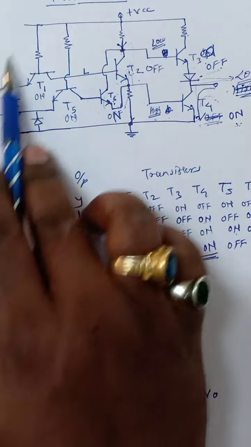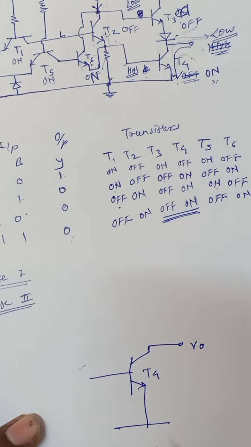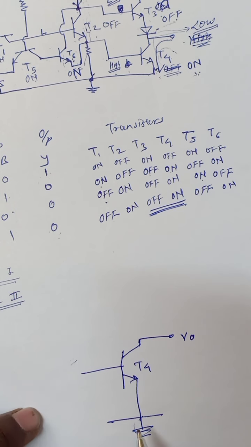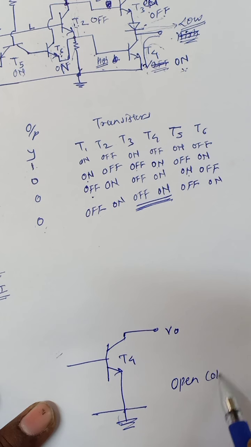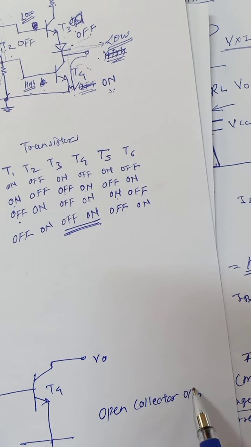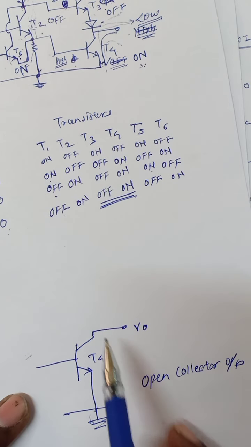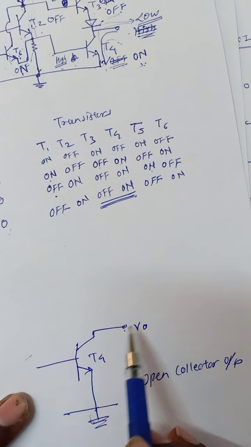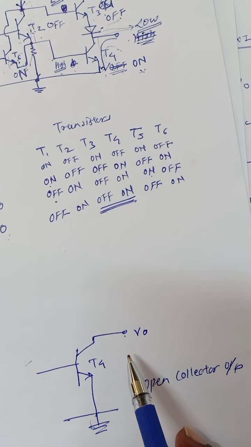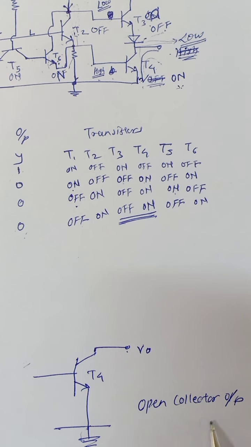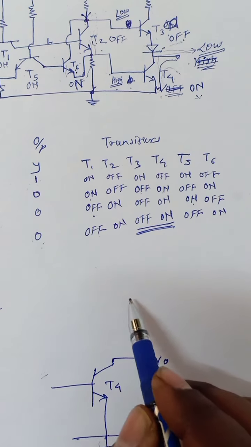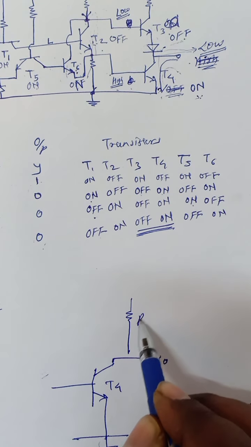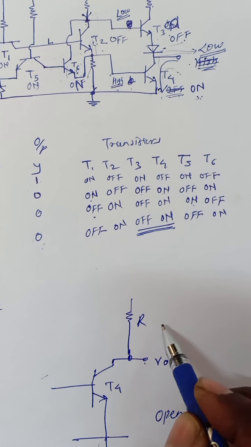For a TTL NAND gate or TTL NOR gate, this type of connection is known as open collector output. So this output is open, there is no connection to this output terminal. Okay, so this is known as open collector output. So how are we going to observe the output? In that case you need to connect a resistance R, which is called a pull-up resistor.